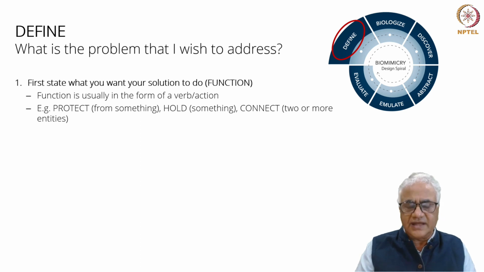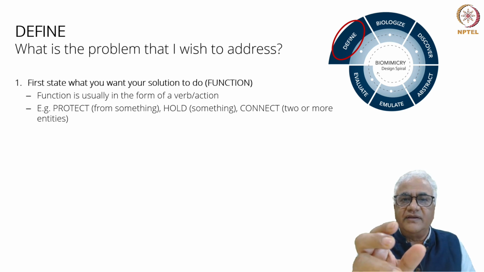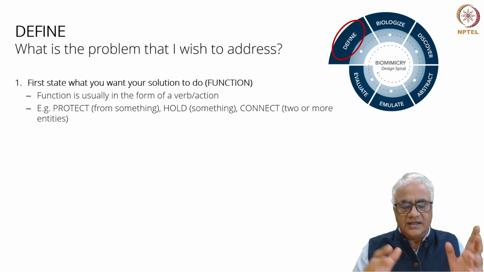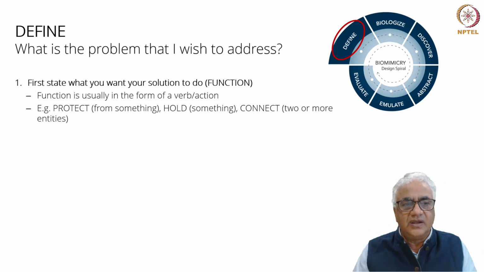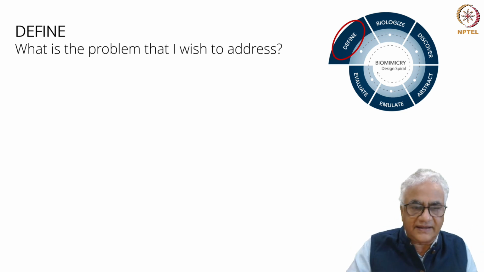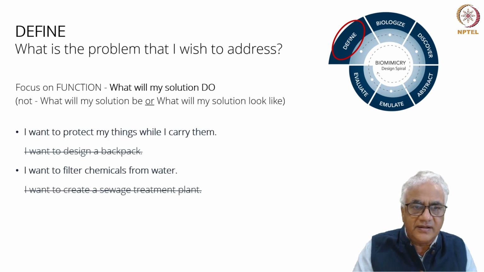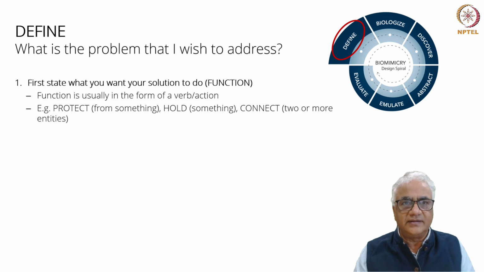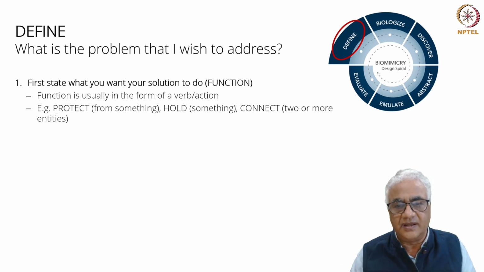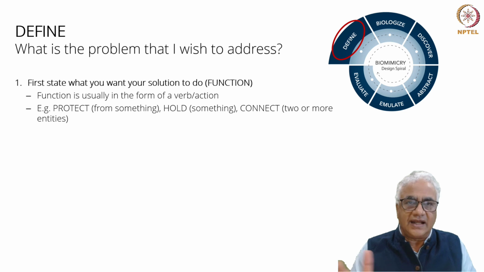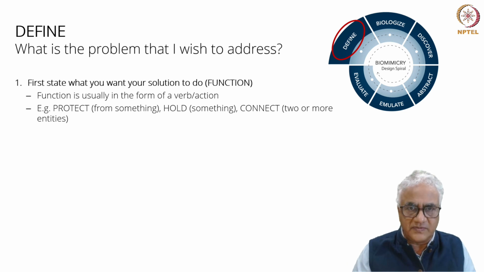So therefore, first state your solution. When you look at the UN SDGs, when you have chosen the SDG, state your solution. You say, I want my solution to do this. Normally, it's always a verb, because there's an action involved in the verb. So look at this sentence: I want to protect my things. Where is the verb here? The verb is protect. The verb is hold something. Connect, hold, protect are verbs.